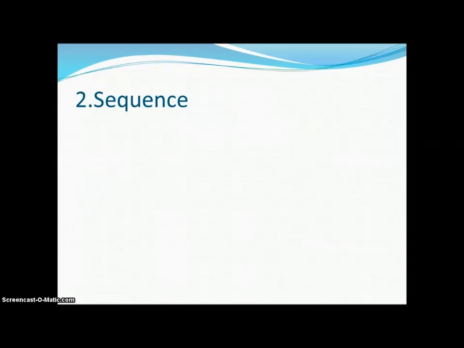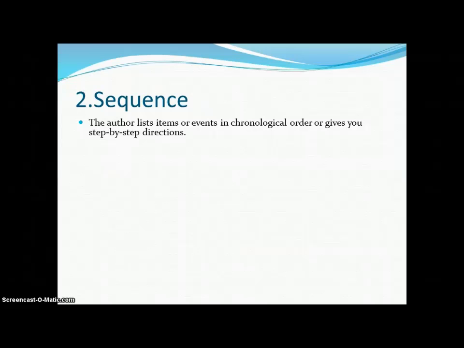The second text structure is sequence. This is when the author lists items or events in chronological order. That means, as we talked about, from beginning to end, or gives you step-by-step directions. When you see words and phrases in your writing such as first, second, and third, next, then, before, finally, and now, you will immediately know that the author is writing things to you in a sequence of events.